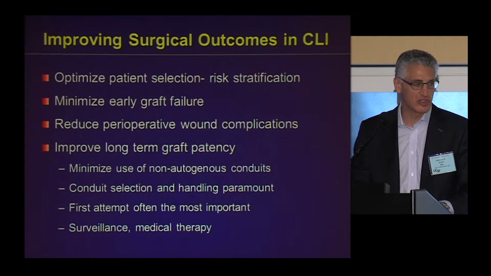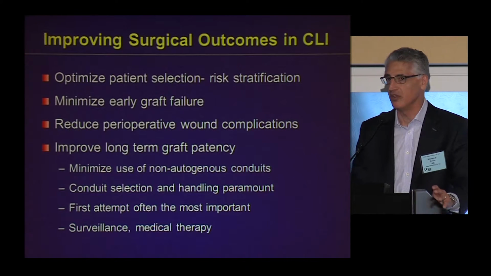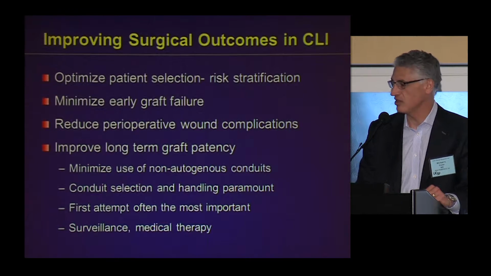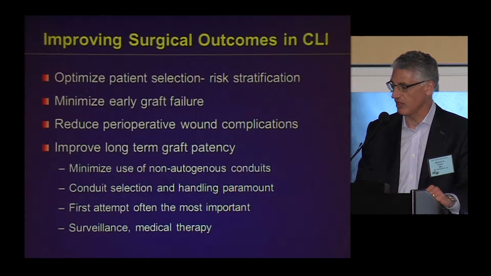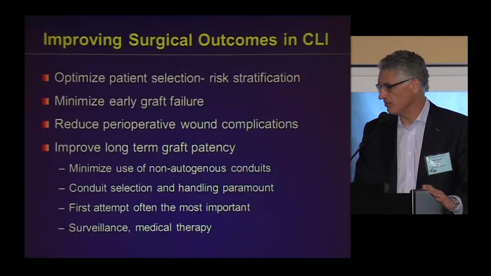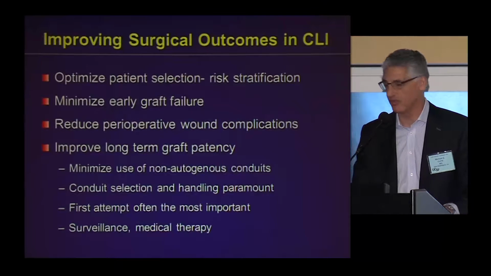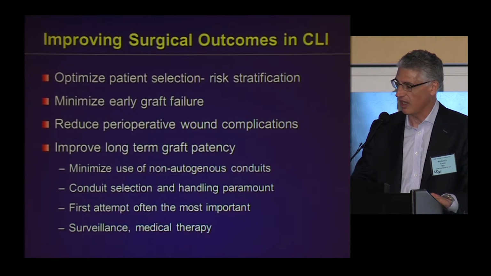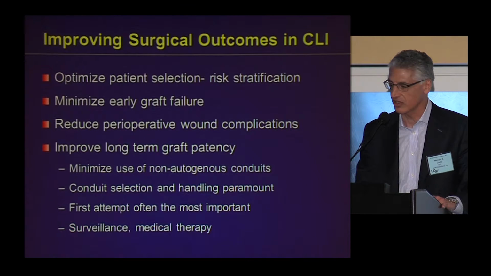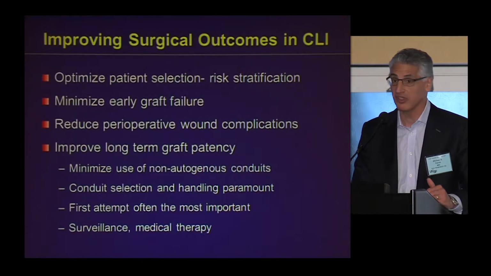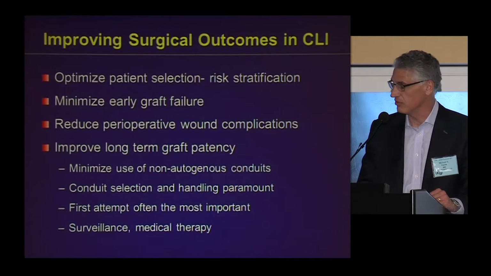In terms of trying to improve surgical outcomes in these patients, and I think this is important because no matter what we do, the outcomes clearly need to get better across the board. One important part is picking the right thing for the right patient at the right time, so patient selection and risk stratification. When we're talking about bypass surgery, we need to focus on a couple of things: how to keep early technical failure to an absolute minimum, how to reduce perioperative wound complications that can be severe for patients, and then, once you get past that, how to maintain long-term function of these grafts, because patients with cardiovascular disease are living longer and they're outliving these reconstructions. How do we do that? By minimizing the use of non-autogenous conduits, by being thoughtful and careful in how we handle and select the conduit, by recognizing that the first attempt is possibly the most important, and then surveillance and medical therapy.